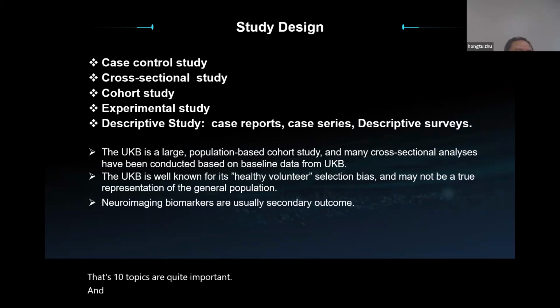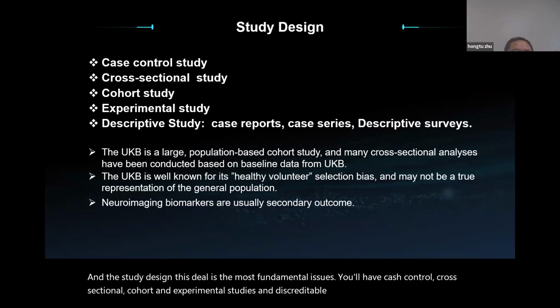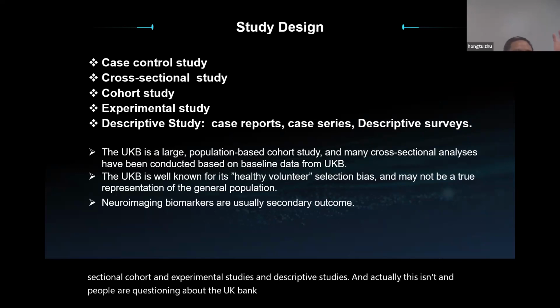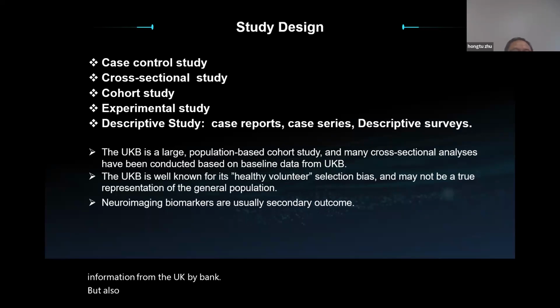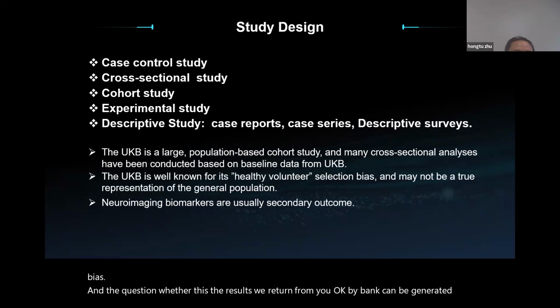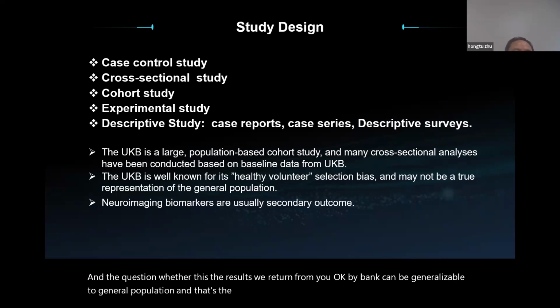And study design is still the most fundamental issue. You have case-control, cross-sectional, cohort, experimental studies and descriptive studies. People are questioning the UK Biobank, but the UK Biobank is a large population-based cohort study, and many cross-sectional analyses have been carried out based on the baseline information from it. But it is well known for its healthy volunteer selection bias, and there's the question of whether the results we obtain from the UK Biobank can be generalized to the general population. That's a pretty important question.